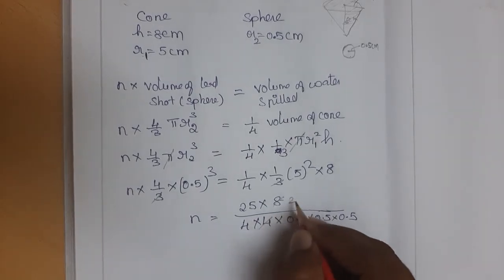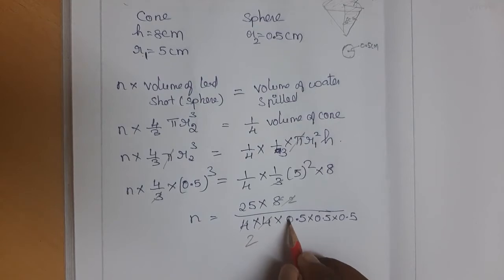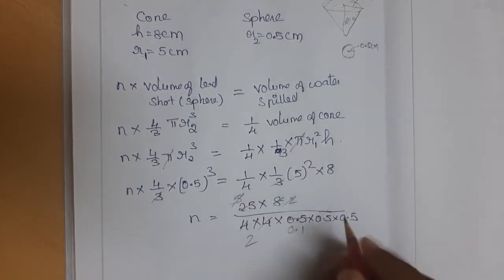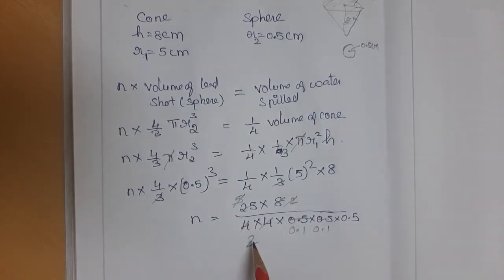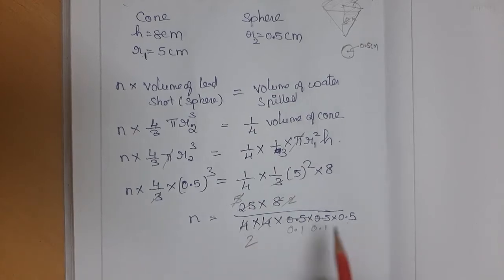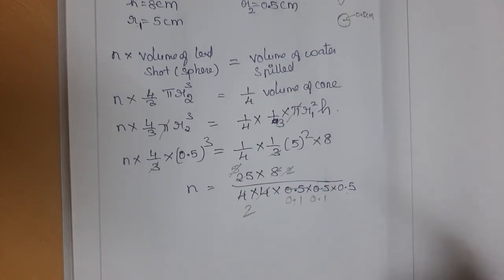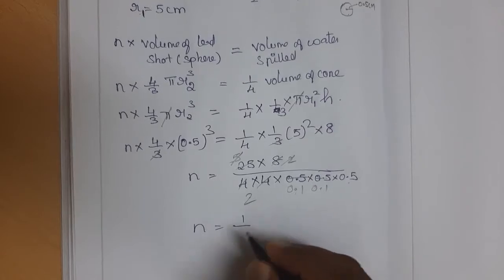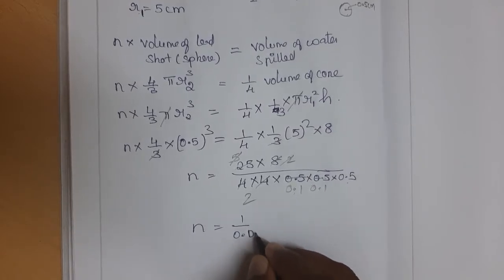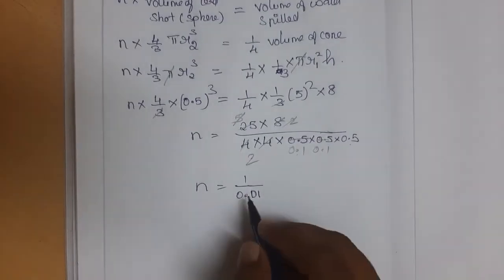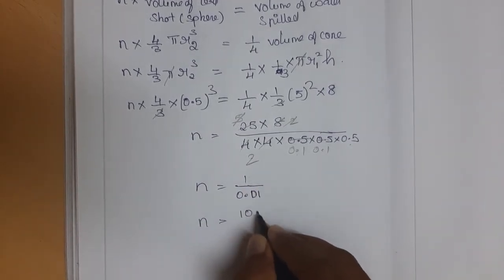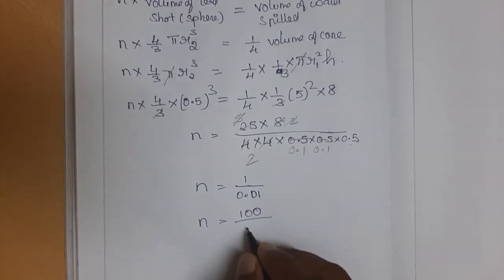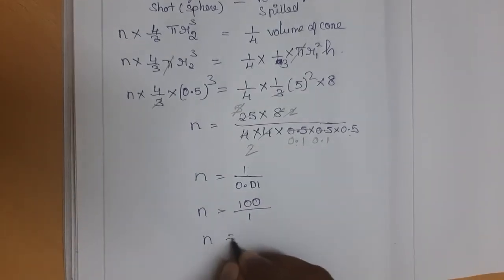So 2 times 0.5 and 25 is 5 times 5, so the numerator is nothing, 1. Here 2 into 0.5 is 1, so 0.5 into 0.5 is 0.25, and so on until n is equal to 1 divided by 0.01. According to the decimal places we will move, no number is there, so let me add 2 zeros, 1 followed by 2 zeros is 100 divided by 1, so it is equal to 100.